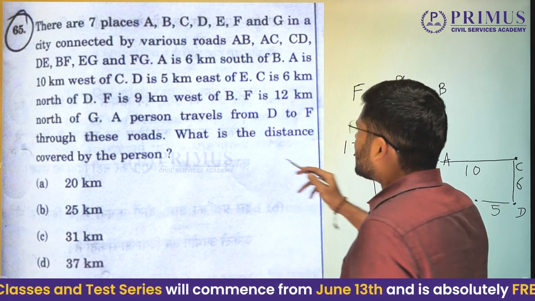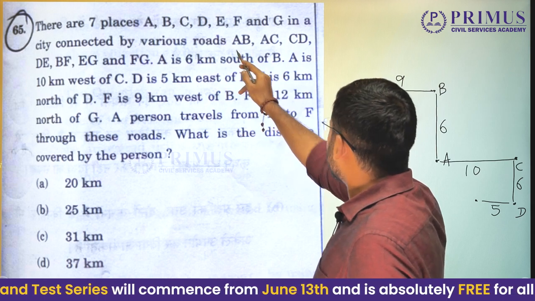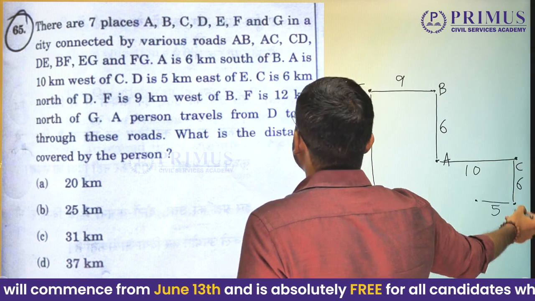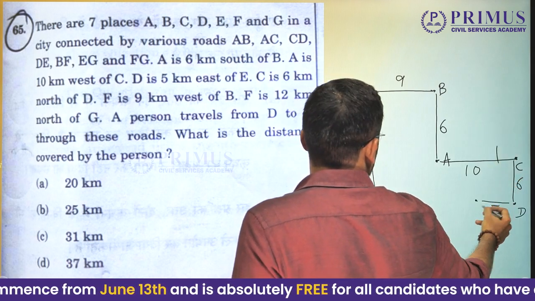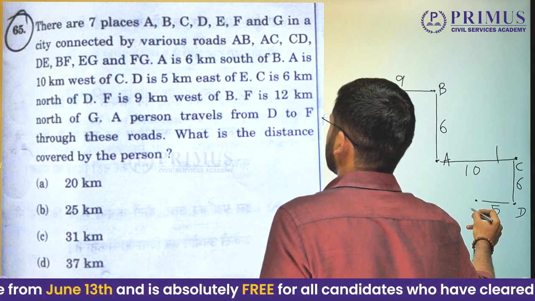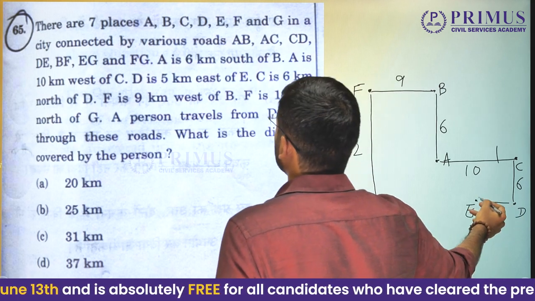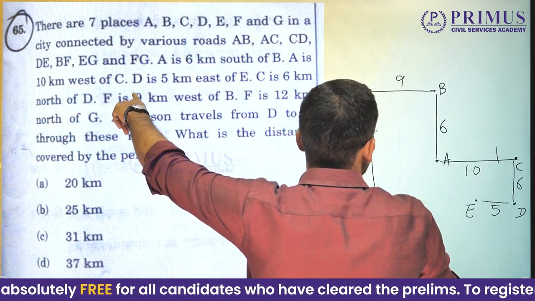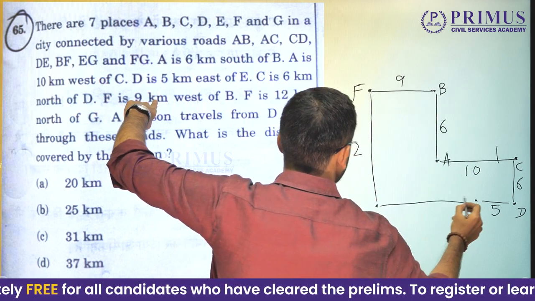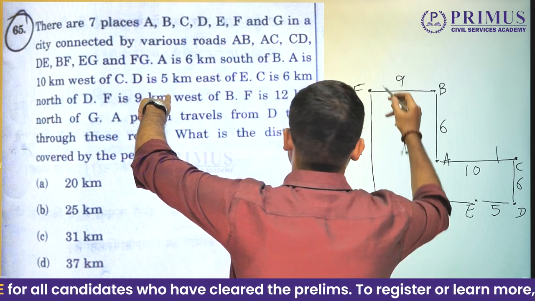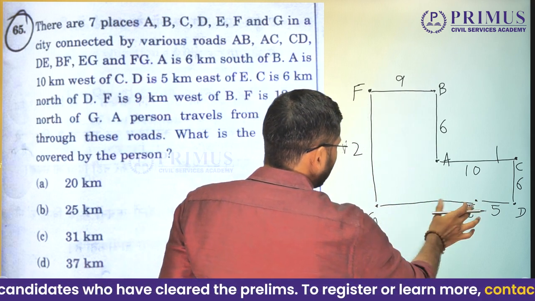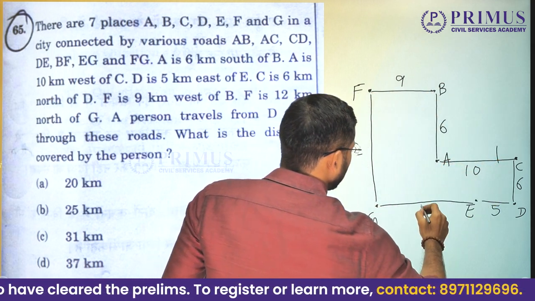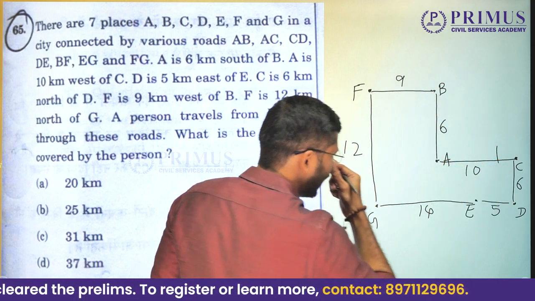Now, which are the roads given in the data? AB is a road, AC is a road, CD is a road, then DE is a road, then BF is a road, then EG is a road, then FG is a road. Now, what is the distance between GE? If this entire distance is, here it is 9 and here it is 10, so this must be 14 because together it has to make up 19.